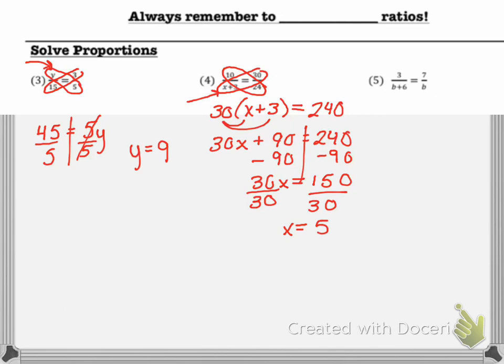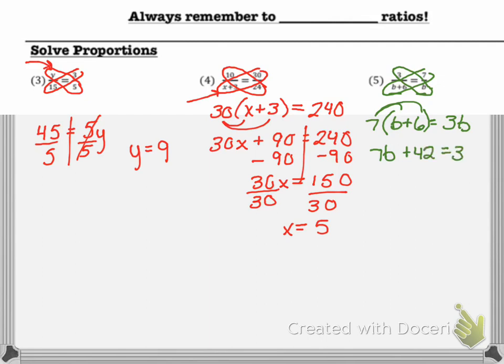So, you know what I didn't even notice about number 5 is that we've got variables in this denominator as well as this one. So that's going to mean that we're going to have variables on both sides. So when we cross multiply, you get 7 times b plus 6 is equal to 3 times b, which is just 3b. Now I'll distribute the 7, so that gives me 7b plus 42 is equal to 3b.